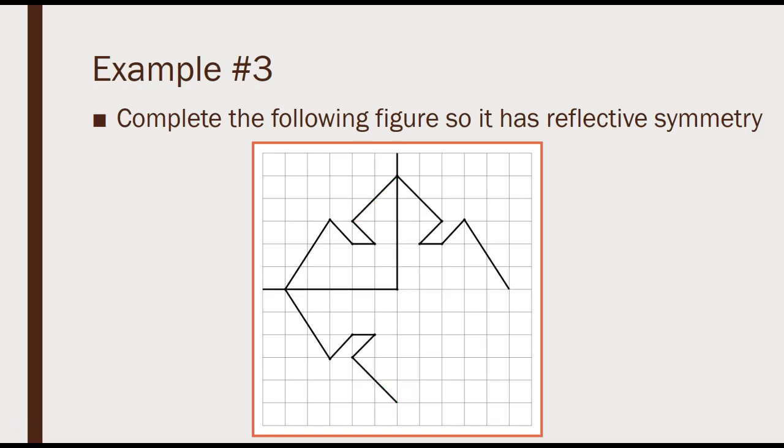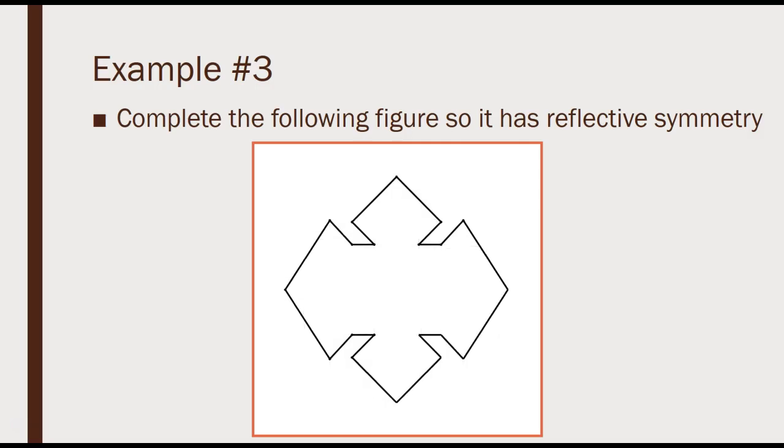And at this point, we have a choice. Do you want to continue reflecting horizontally? Do you want to reflect vertically? However you get to that last quadrant, you need to reflect. So this is a figure with reflective symmetry, and it has 2 axes of symmetry.